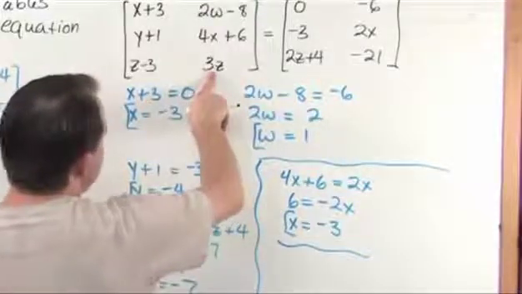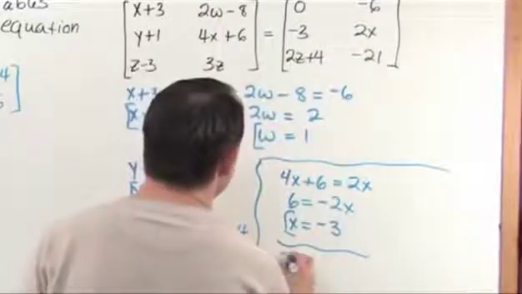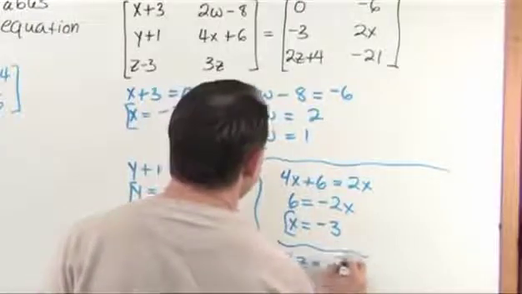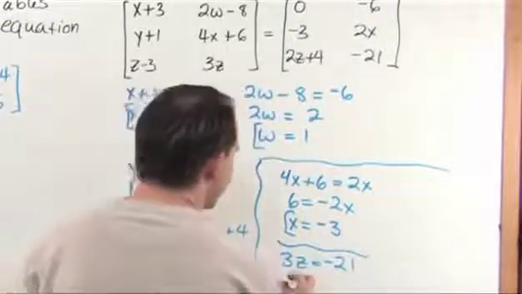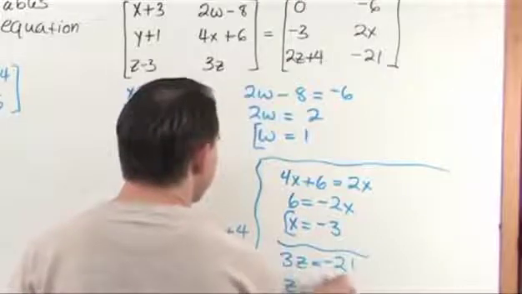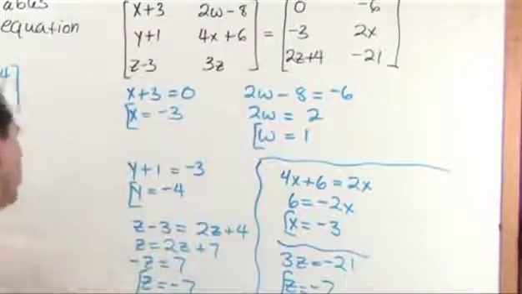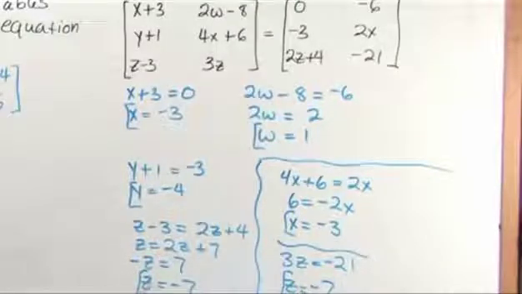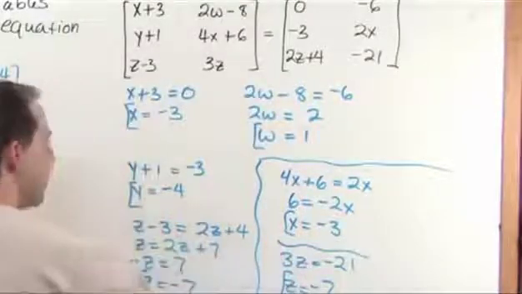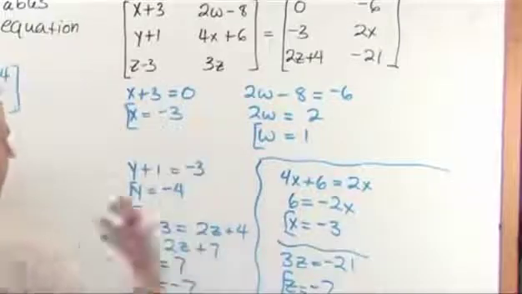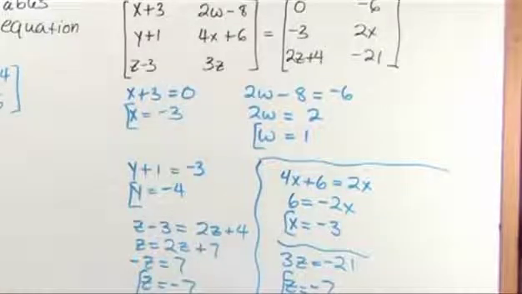This element's the only one we haven't done. It has to be equal to negative 21. So we have 3z is equal to negative 21. And you just divide both sides. Z is equal to, divide both sides by 3, you'll have negative 7. Okay? Z is equal to negative 7. That's exactly what we found here. Z is equal to negative 7. So, this is really a duplicate of what we've done here, but we do them all just to make sure that we got the right answers.